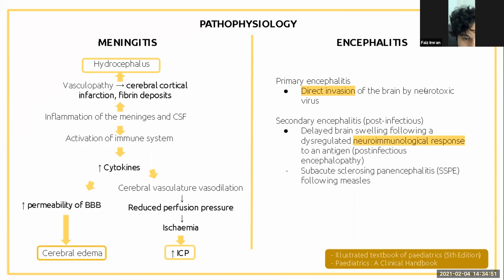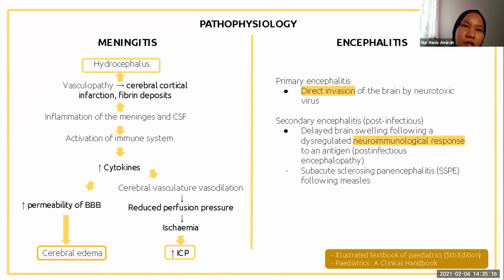Okay. Can you explain one more time about that meningitis? I don't get the part where it goes bottom right, where cytokines lead to cerebral vasculature vasodilation, reduced perfusion pressure. Okay, I understand that ischemia, but then how does it lead to an increase in intracranial pressure?